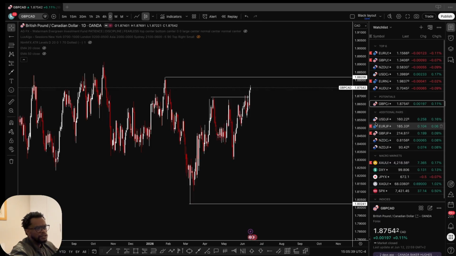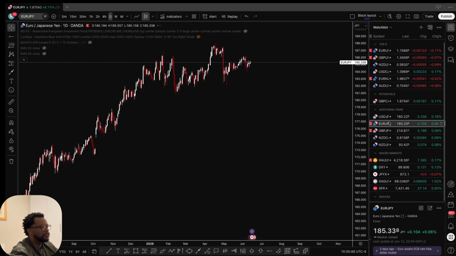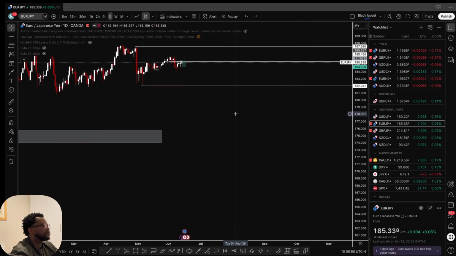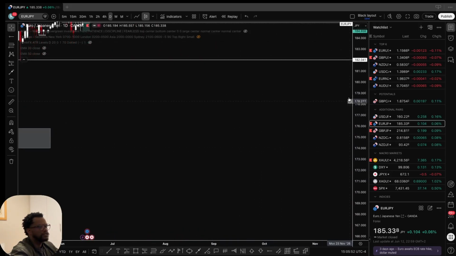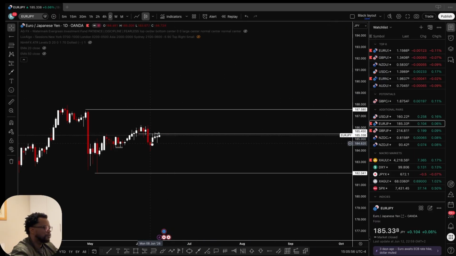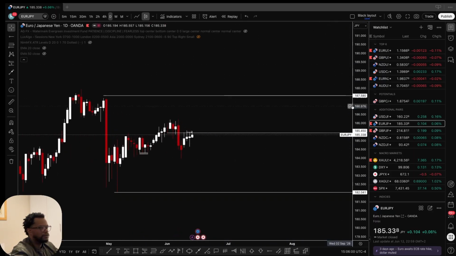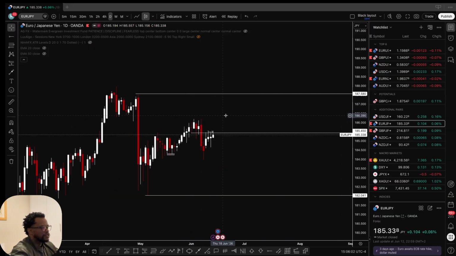The yen pairs, not loving them at the moment, especially dollar JPY. I don't love it. Let's have a look at euro yen. This is not a trade. This was a potential trade, but the market's not giving us much to play with.